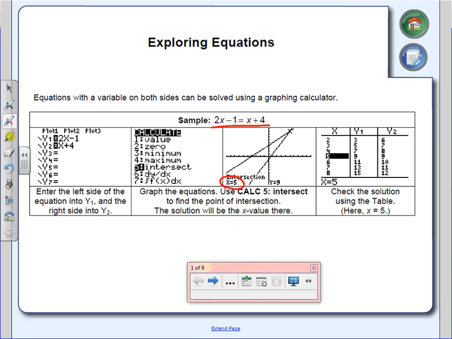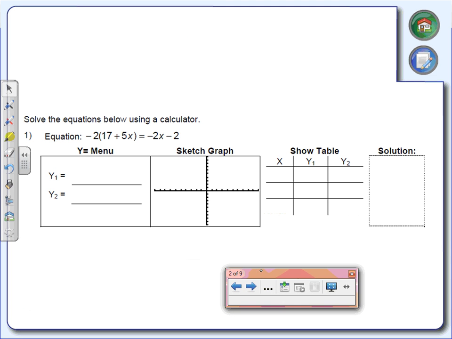All right, so I'm going to show you how to do that with your calculator here in a second. So again, all it is: left side goes into y1, right side goes into y2. You find the intersection, and voila, you got your answer. All right, so let's take a look at some examples and see how this is going to work. First example, number 1, we're working with the equation negative 2 times (17 plus 5x) is equal to negative 2x minus 2. Now again, we could do this by hand, or we can take the lazy way out and use the calculator, which is what we're going to do right now.